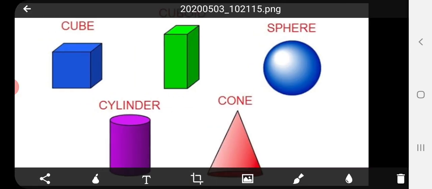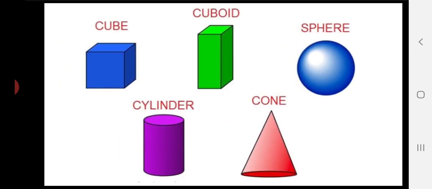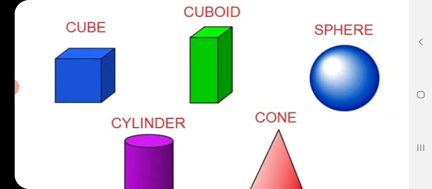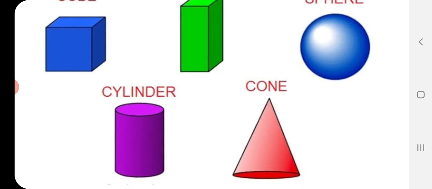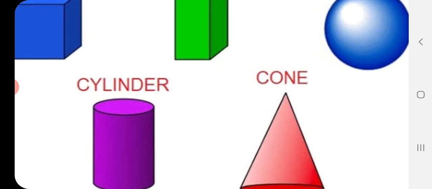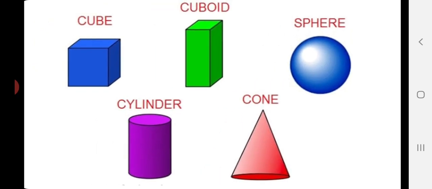Yesterday we started with our 3D shapes and we discussed cube, cuboid and sphere. Today we are going to discuss the cylinder and cone. Okay kids, yesterday I gave you some work. I told you to find some of the 3D objects in your kitchen.